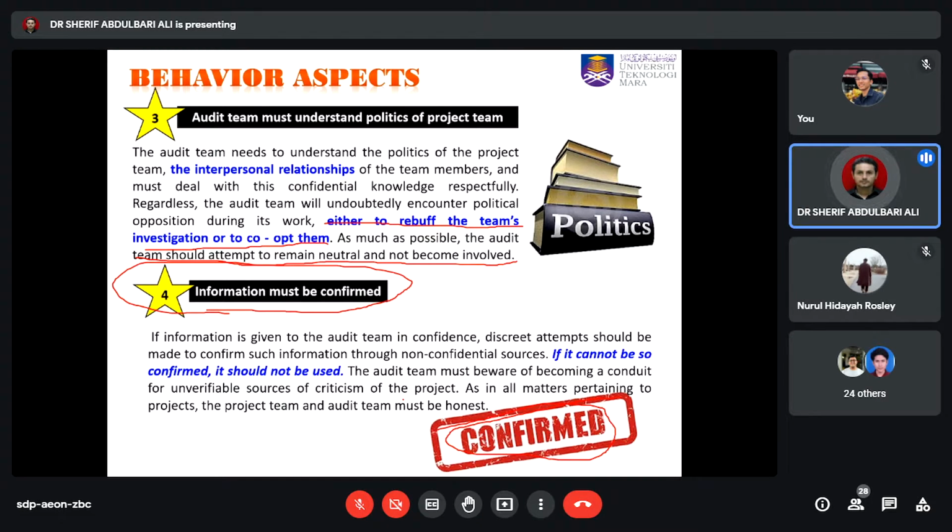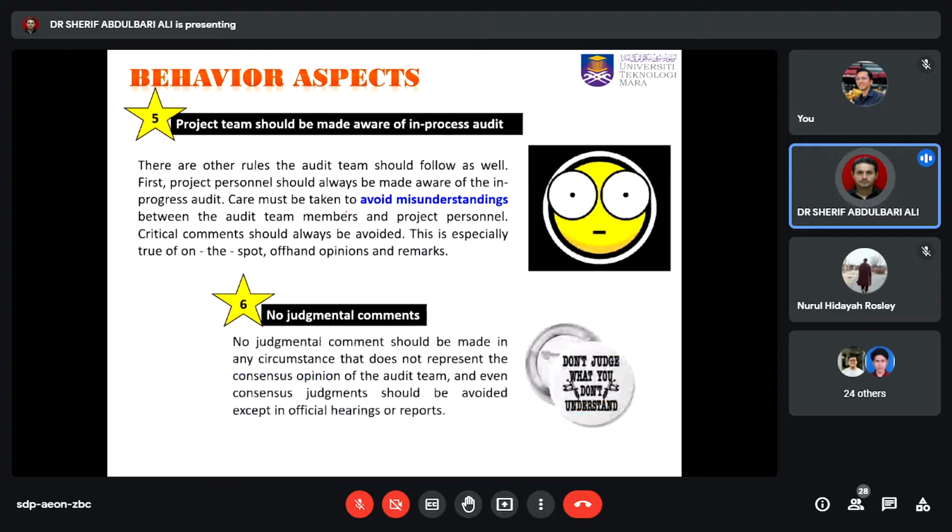The project team should also be made aware of the in-process audit. When you go as a team to audit any project, all of you will need to work in concurrence, and everything is revealed between all the teams. So you avoid any misunderstanding. Okay, and also this is important.